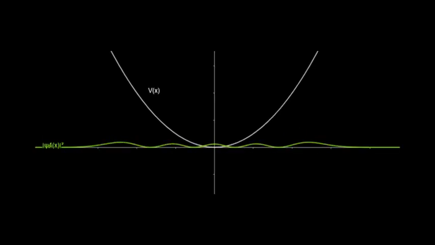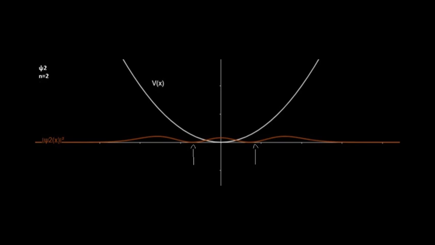And if we look at the nodes, or these points, they represent the positions where the probability of finding the system is equal to 0. For psi 4, n is equal to 4 and there are 4 nodes. Similarly, if we take the example of psi 2, n is equal to 2, so therefore we have 2 nodes, or 2 positions where the probability of finding the system is 0.